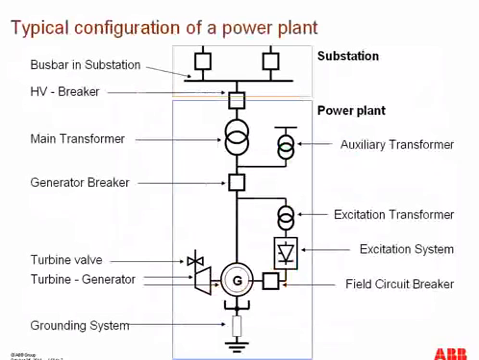Let's have a look at the typical configuration. It's another way of showing how these equipment are connected to each other. If you can see, we will start from the bottom. This is the grounding system of the generator, and then we have the turbine and turbine valve. Then this is the synchronous machine, and then we have the field circuit breaker. We have the excitation system as well as the excitation transformer. Then we have the generator breaker, the auxiliary transformer, and then the main step-up transformer, and then the HV breaker, and then we are connected to the bus bar of the substation. So this is the typical configuration of a power plant.